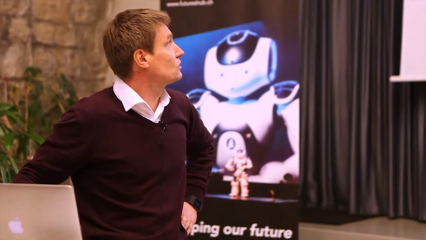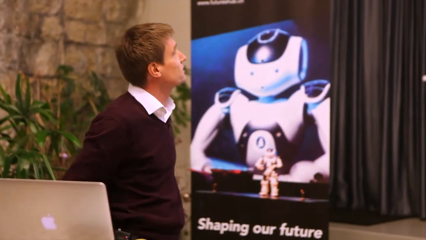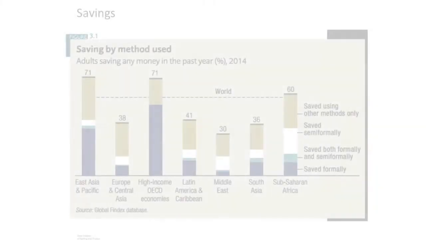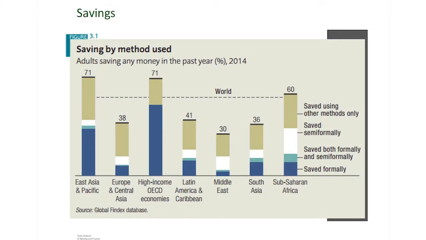Now, just to give you some figures on that, here's some statistics on saving, showing you the share of people per region in the world. So, for example, right on the right there is Sub-Saharan Africa. And you can see that 60% of surveyed households in Sub-Saharan Africa save. Right? It's not that people don't use banks because they don't save. Right? They do save, but they don't save with banks.